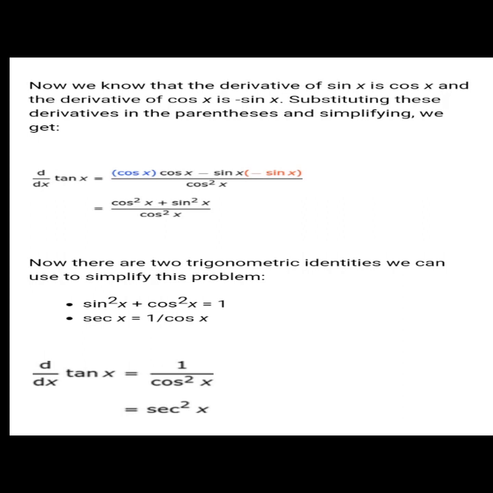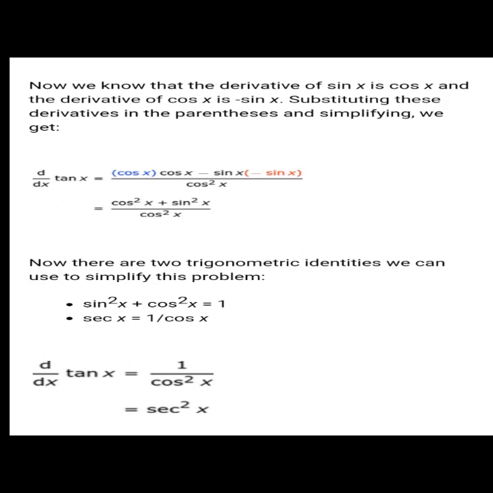these derivatives in the parentheses and simplifying, we get d over dx tan x is equal to cosine x times cosine x minus sine x times negative sine x, over cosine squared x. It equals cosine squared x plus sine squared x over cosine squared x.